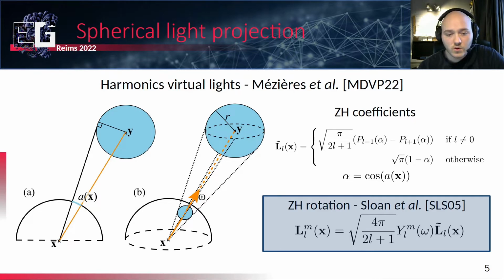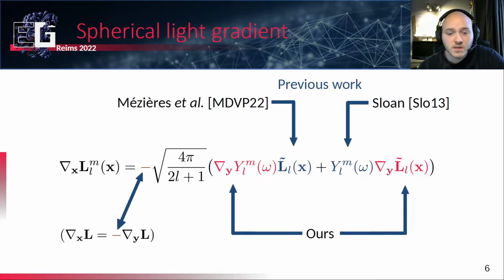To compute the spatial gradient of the spherical harmonics coefficient, we need to compute the gradient of the zonal harmonics rotation with respect to the position of the point x. By doing so, we obtain this equation, where the blue parts are already computed efficiently by Mézières and colleagues, and Sloan that proposes an efficient method to compute the spherical harmonics basis function. The red parts are respectively the gradient of the blue parts that we propose to compute efficiently.